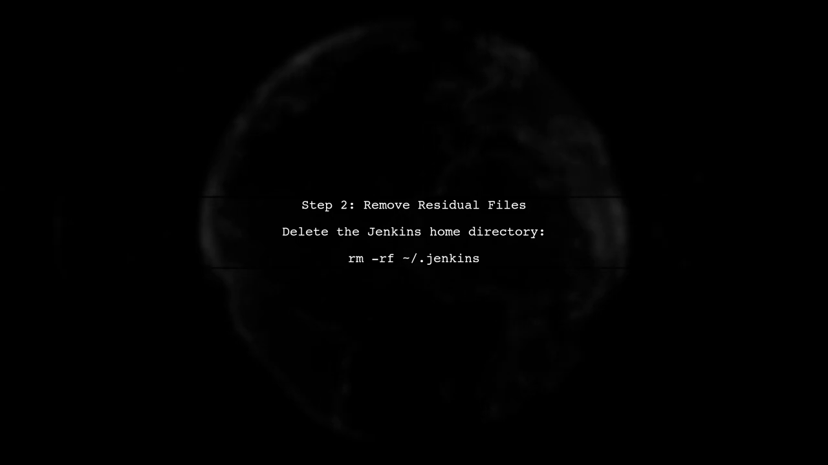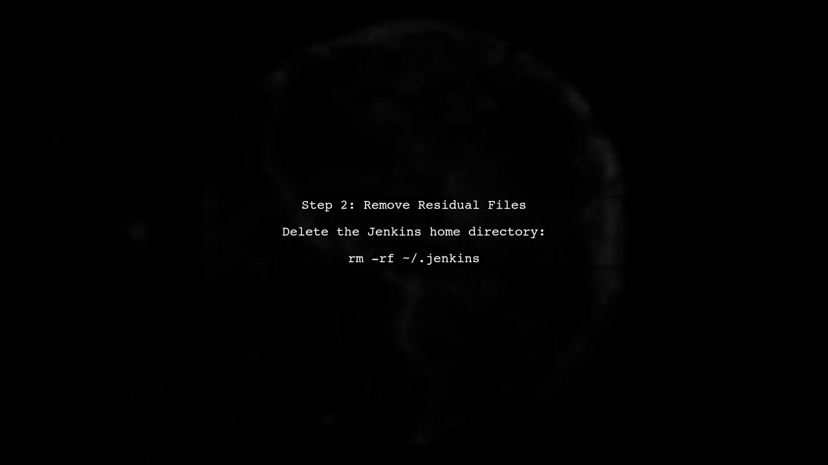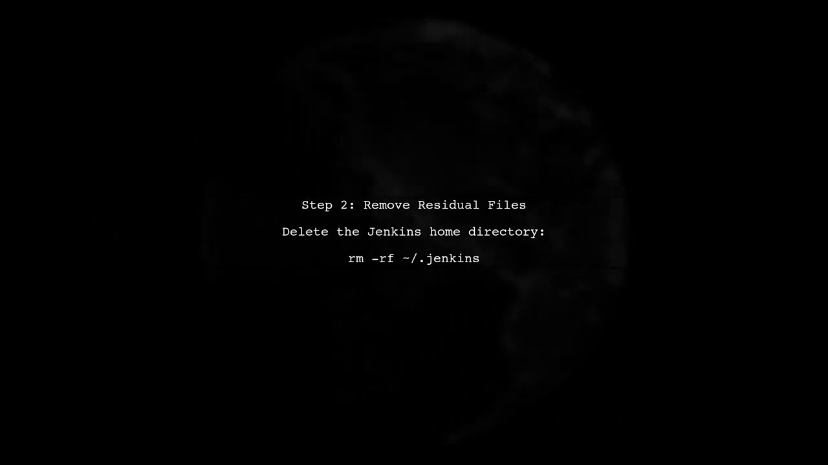To completely uninstall Jenkins from your Mac, we will follow a few simple steps. First, let's start by uninstalling Jenkins using Homebrew. Next, we need to remove any residual files that Jenkins may have left behind. This includes configuration files and data directories.